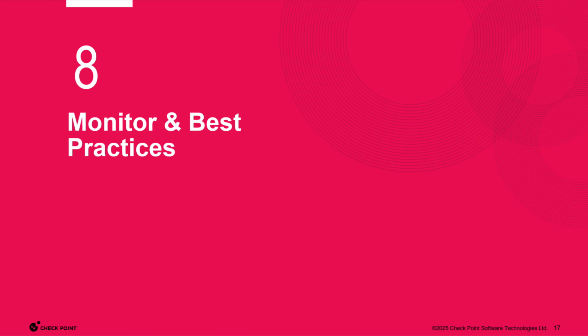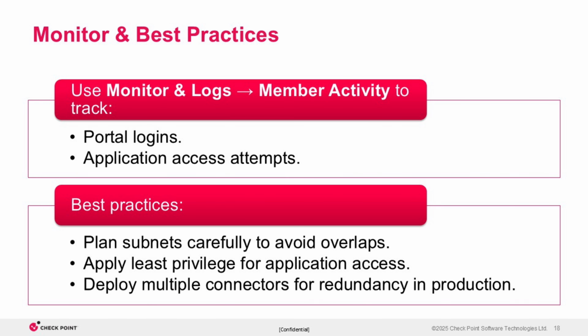Now let's look at monitoring and best practices. Finally, we'll review the logs in the Harmony SASE portal. Here you can see user activity, application access attempts, and tunnel health status, which will give you full visibility and control over your environment.